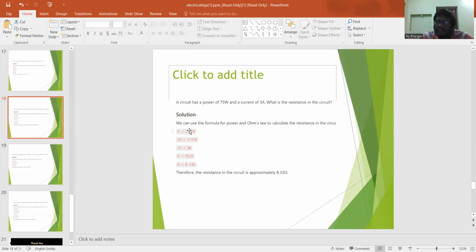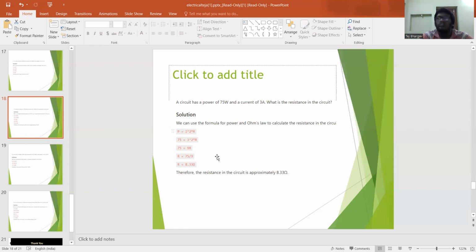Here we split the formula P is equal to I square into R, because we know that power P is equal to VI, and V is equal to IR from Ohm's law. So IR into I is nothing but I square R. So P is equal to 75 watts. 75 watts is equal to I square, means 3 square into R. 3 square is nothing but 9. So 75 is equal to 9R. R is nothing but 75 by 9, which is 8.33 ohms.